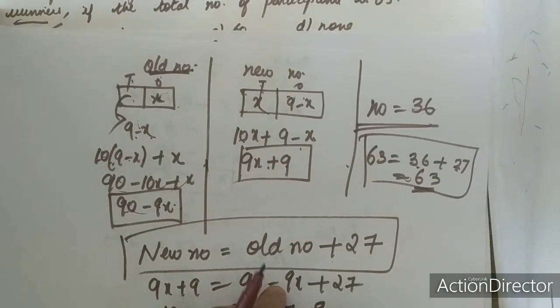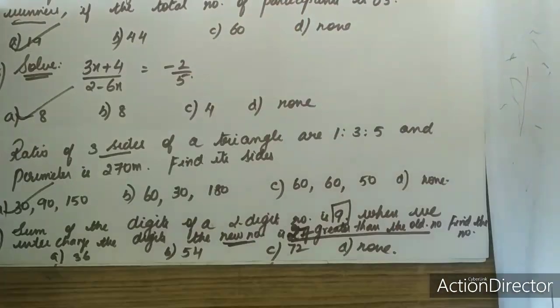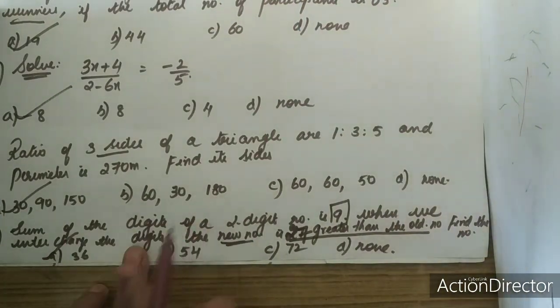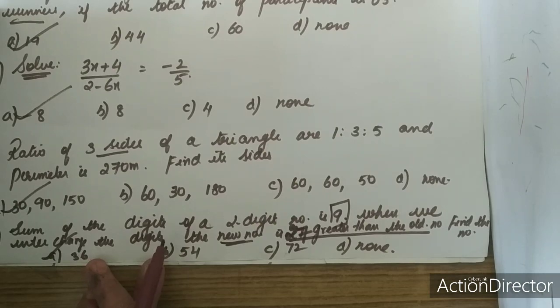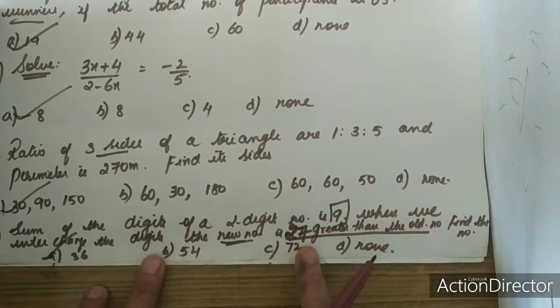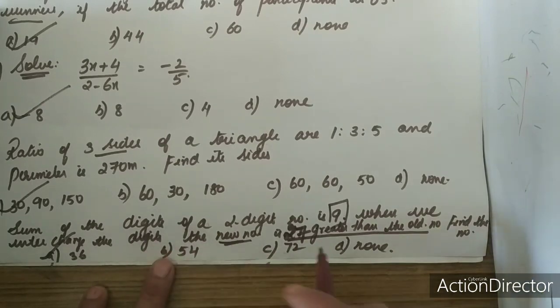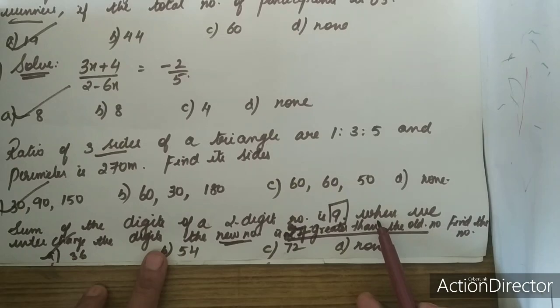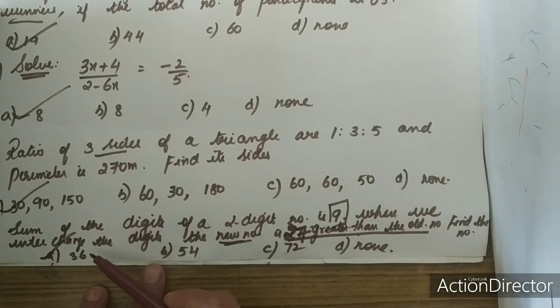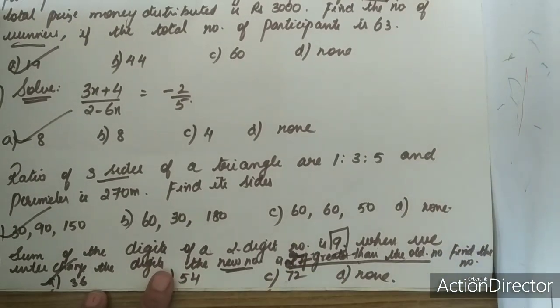Hope now you go and check whether you have the option over here. Yes, first option is right, and my number is 36. Though all the sums are equal to 9, I cannot guess my answer. I have to get that condition also. That is, my new number should be 27 greater than the old number. This condition is very, very important. If you are getting this condition, then this is the answer. 36 is the answer. Hope you understood all these questions.